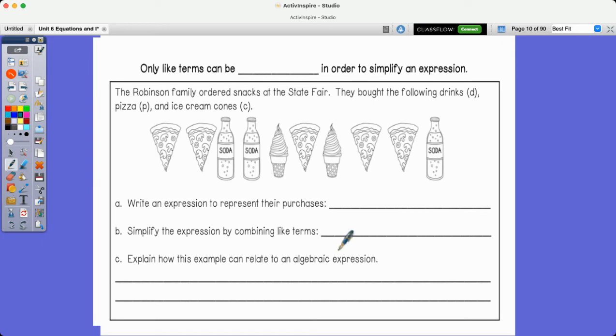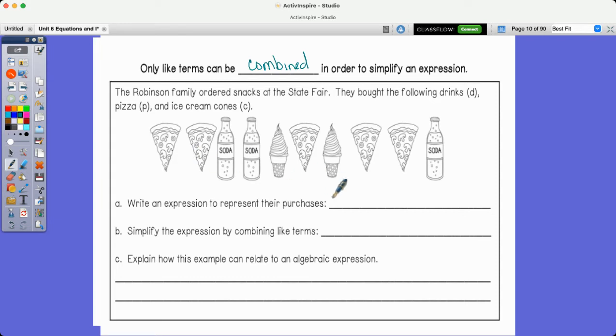Okay, only like terms can be combined in order to simplify an expression. The Robinson family ordered snacks at the state fair. They bought the following drinks D, pizza P, and ice cream cones C. Write an expression to represent their purchases.